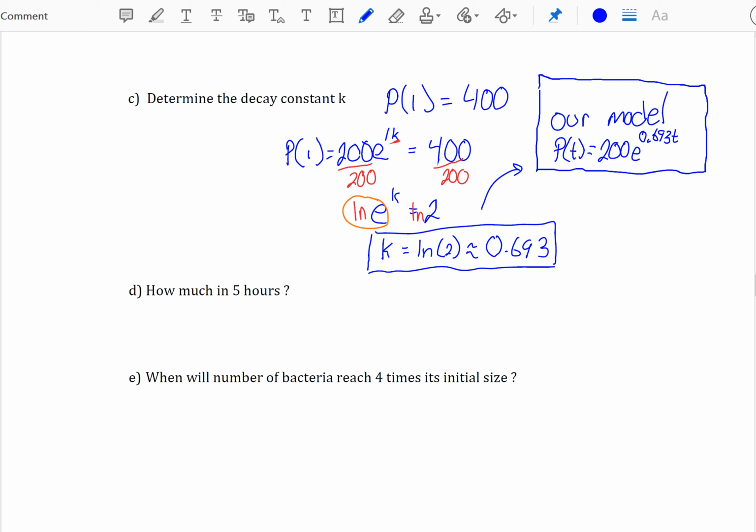Now that we have our model, we can answer questions such as, how much bacteria will be present in 5 hours? Here we'd be looking at P of 5, which should be 200 e to the 0.693 times 5.